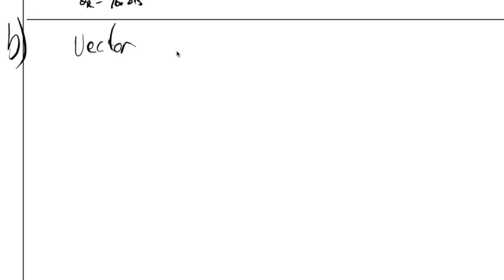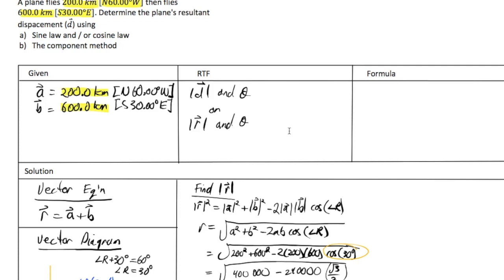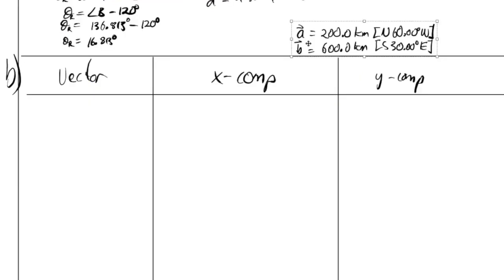Okay, so here are your headings: Vector, X component, Y component. The first thing we do is look at our vector A. Recall, our vector A was 200 kilometers north, 60 degrees west. Just for the sake of convenience, I'm throwing those numbers up here so I don't have to keep scrolling up and down.